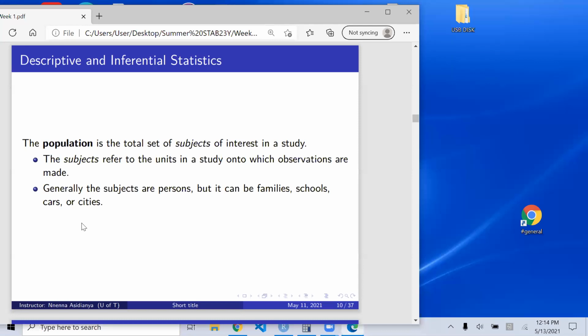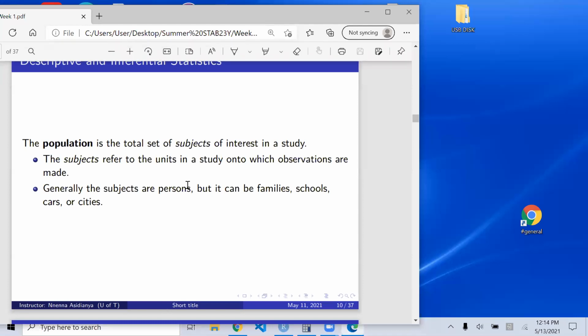It doesn't have to be people. It can be really anything. For instance, maybe you want to know the average number of children in a household. Suppose in Canada we want to know the average number of kids in a family. Now the units are not individual level, the units are now families, if you want to study the average number of kids.